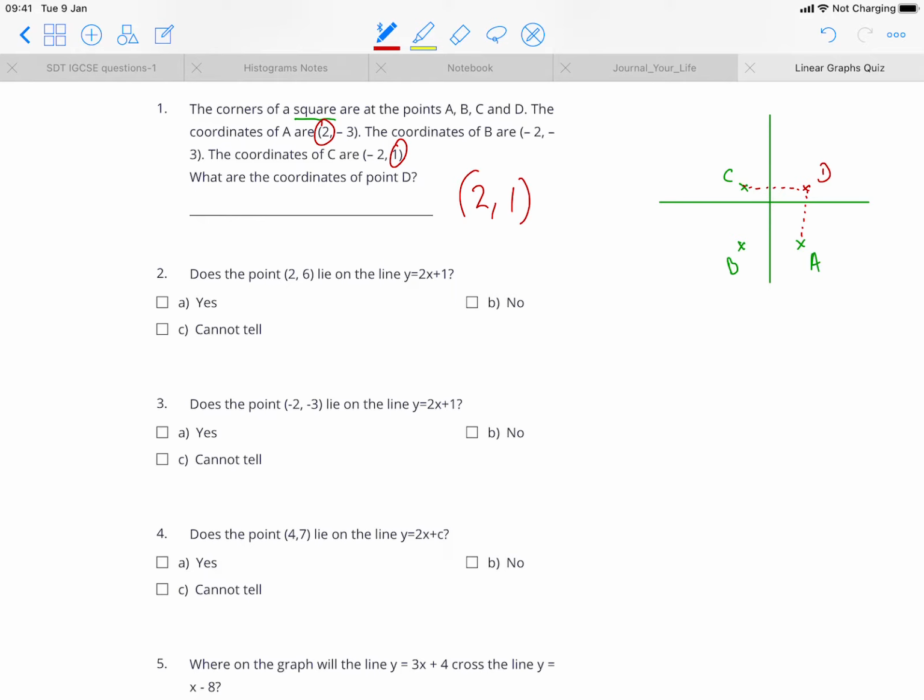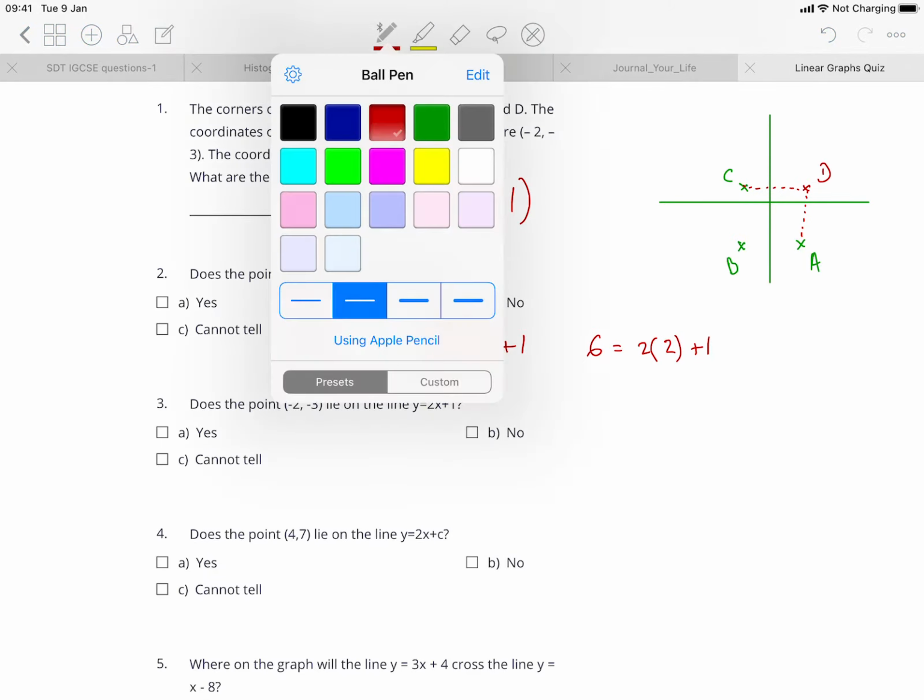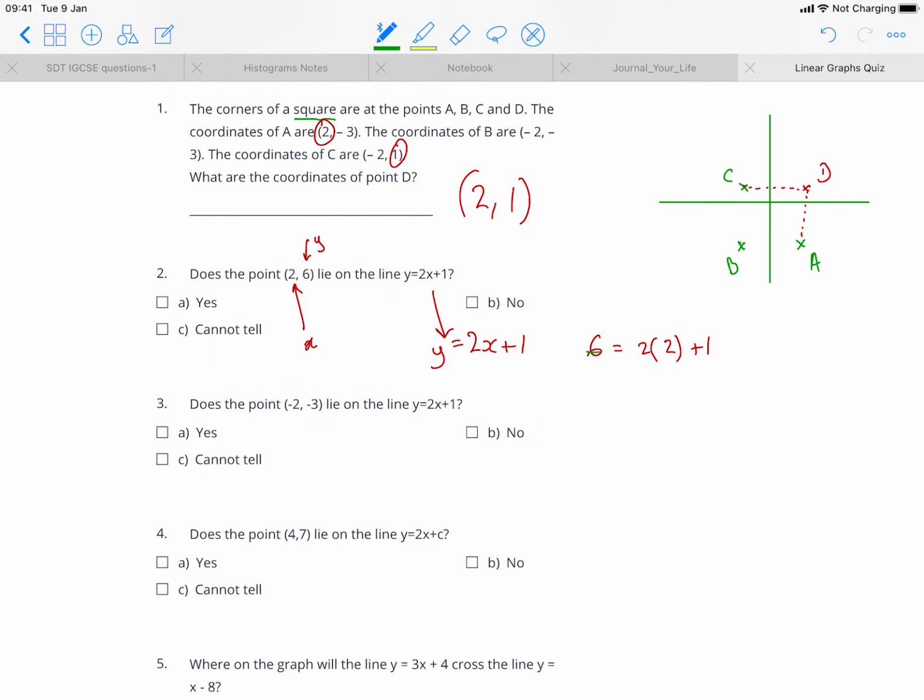Next question, it says, does the point 2, 6 lie on the line y equals 2x plus 1? Remember, the first value is x and the second value is y. So what it's saying is, 2x plus 1 is equal to y, but y is 6, x is 2. So is 2 times 2 plus 1 equal to 6? Well, 2 times 2 is 4, plus 1 is 5. It doesn't work, so it's no. It is not on the line.